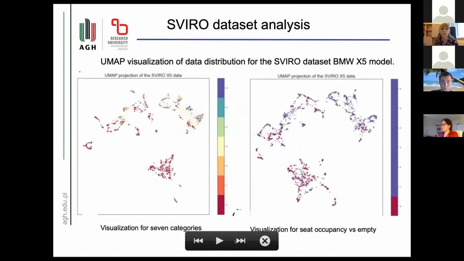On the next slide, we show the visualization of the problem using UMAPs. You can observe on the left plot the visualization of 7 categories. On the right, the seat occupancy versus empty. And it shows that the problem that we are solving is not trivial, and we are not able to draw boundaries with shallow machine learning algorithms.